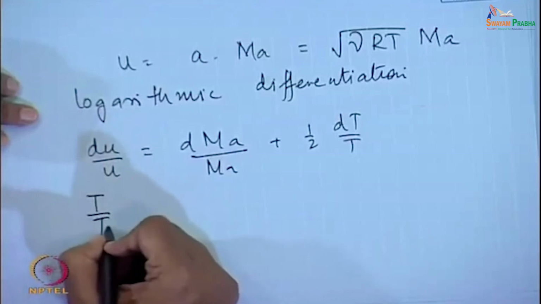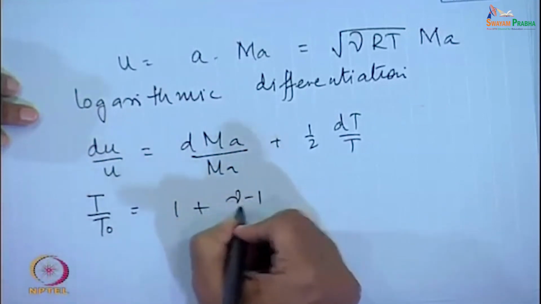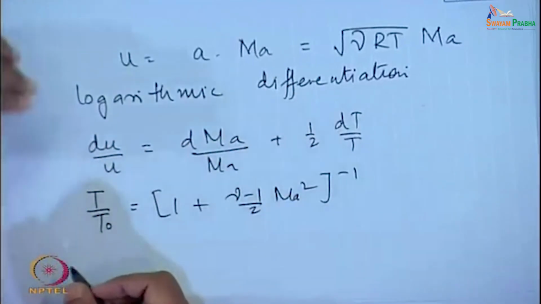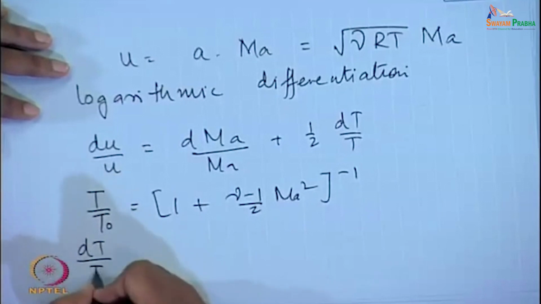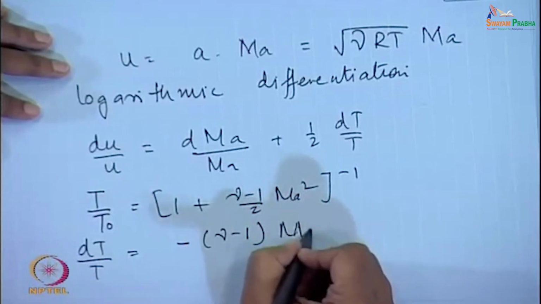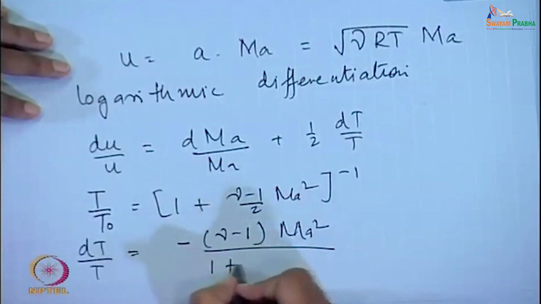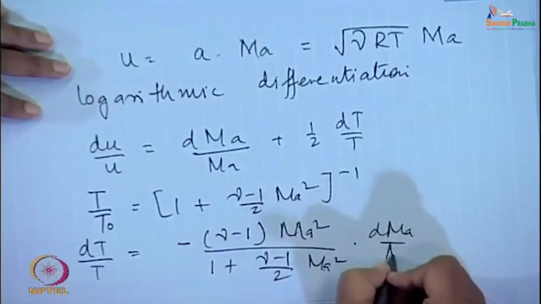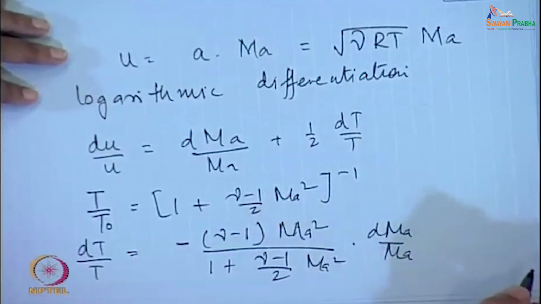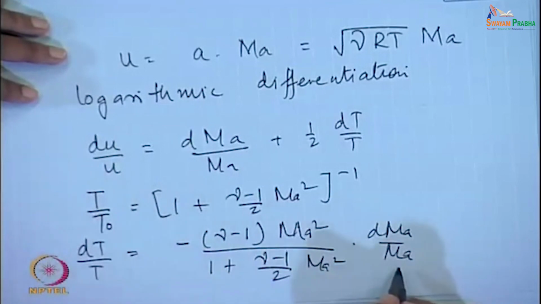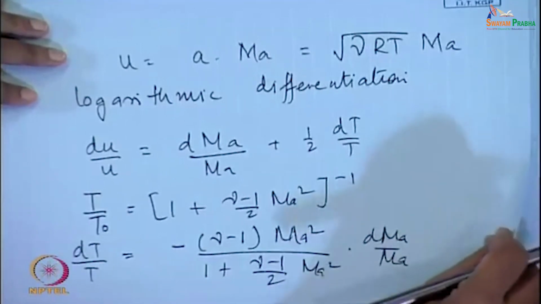So, that particular expression 1 plus (gamma minus 1) by 2 Ma square, whole to the power minus 1, isn't it? So, in this particular case we get dT by T equal to minus (gamma minus 1) Ma square by 1 plus (gamma minus 1) by 2 Ma square, dMa by Ma. Okay. So, now what we can do, instead of this dT by T, we can substitute this particular expression. Yes or no? Just do it and see what we are getting.